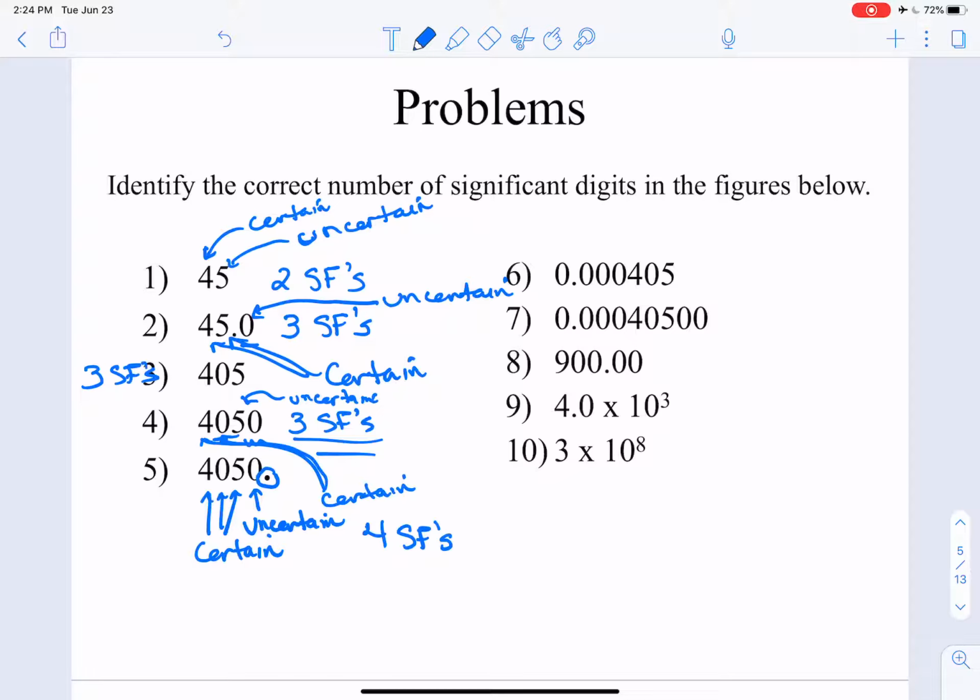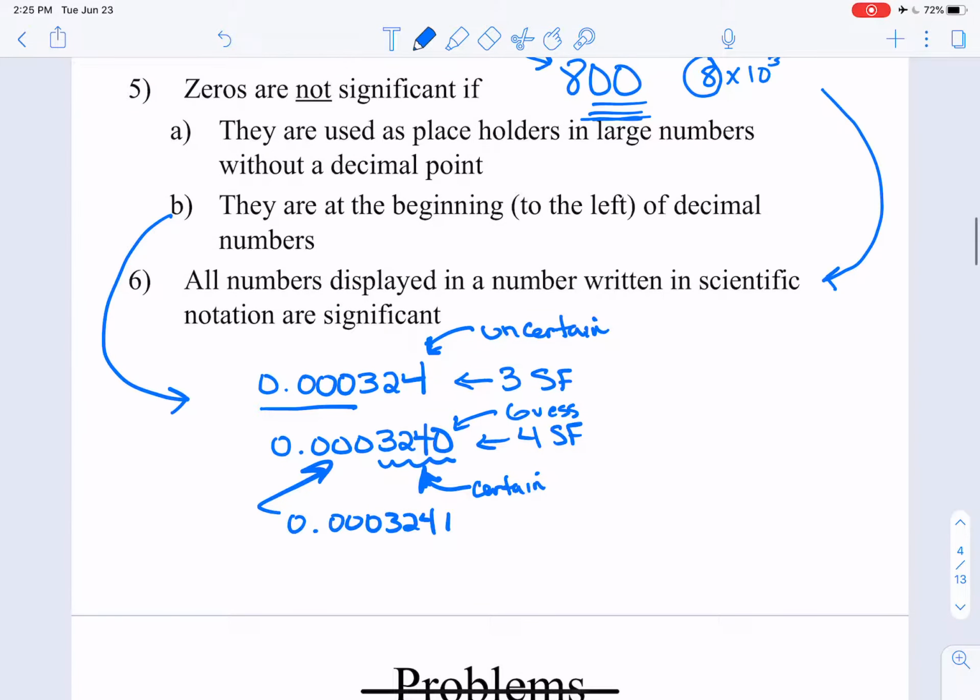We could also write number 4 as 4.05 times 10 to the 3, which will tell us we've got 3 significant digits there. And we would write 5 how? We would write it 4.050 times 10 to the 3rd. And this right here, the coefficient with 4 digits, is telling us that we've got 4 significant figures in our standard form, because rule number 6 says all numbers displayed in a number written in scientific notation are significant. That's just the rule.